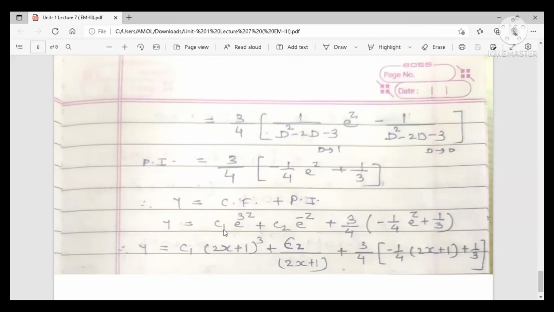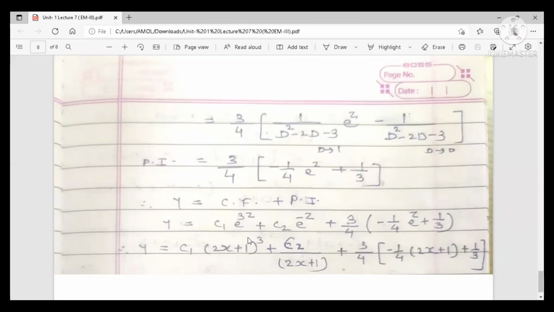So this is the PI, and the general solution is y is equal to CF plus PI. You write down the CF, c1 e raised to 3z plus c2 e raised to minus z, plus 3 by 4 in bracket minus 1 by 4 into e raised to z plus 1 by 3. Now your answer is y as a function of z, but our original example is in the form of x and y. So your answer must be in terms of x and y.